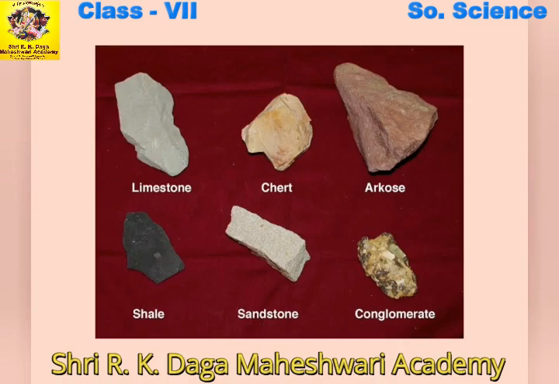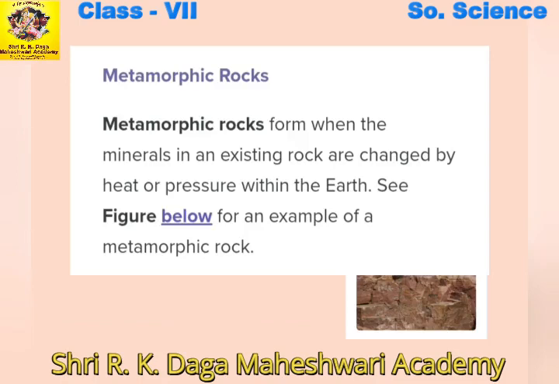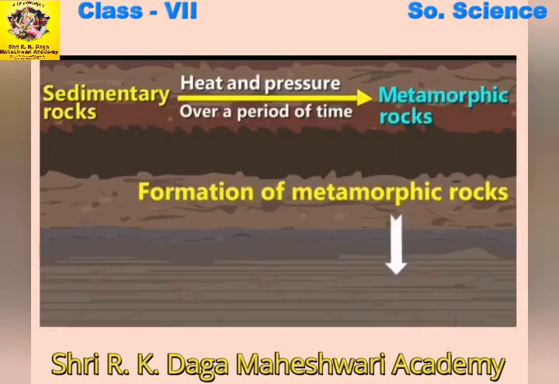So now we take the third type of rocks, metamorphic rocks. Students, heat and pressure can change many things. They can even change rocks. Metamorphic comes from a Greek word meaning change in form. Metamorphic rocks form deep in the earth where high temperature, great pressure and chemical reactions change the original properties like their color, texture, hardness and composition of minerals.